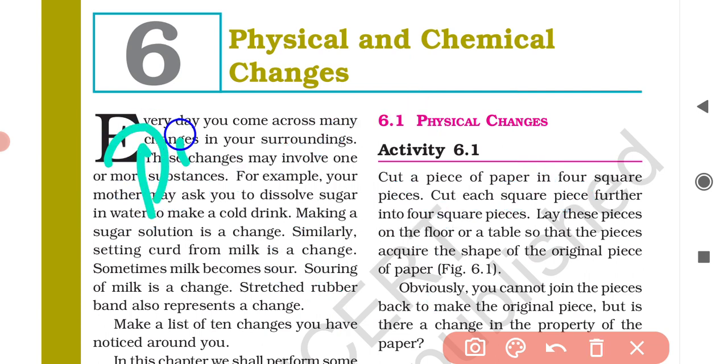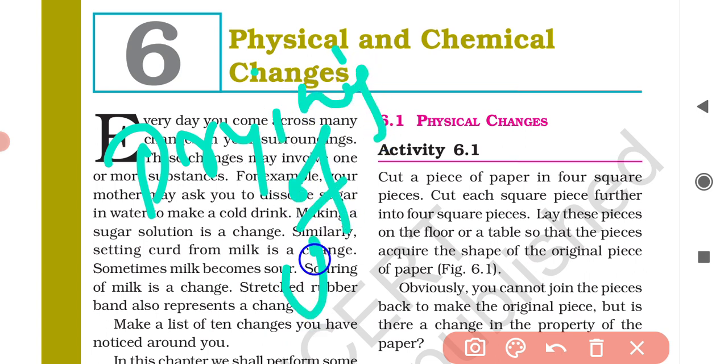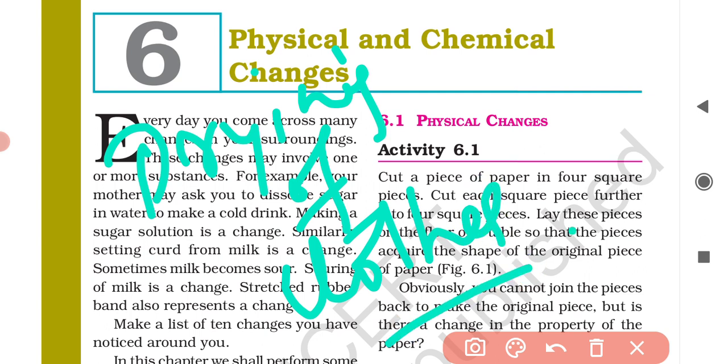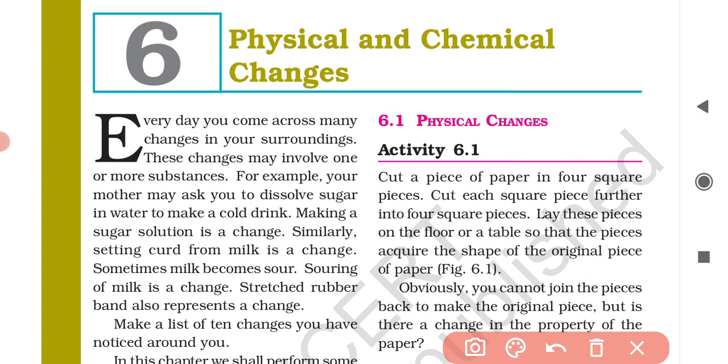Drying of clothes. Suppose the clothes are wet, but after drying, the clothes will become completely dry, right? That means the water will be lost from the cloth to the atmosphere. Okay, evaporation is done in that case. Ripening of fruits.